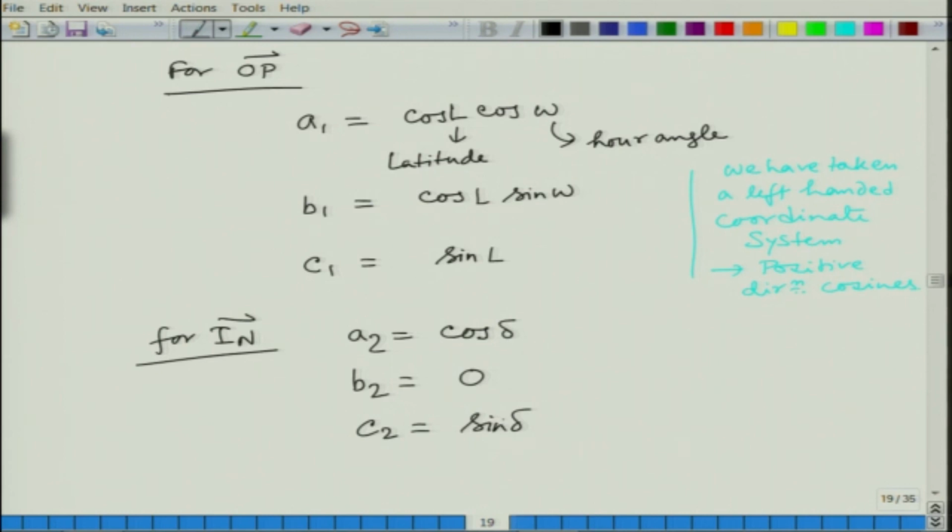So, this is much simpler, as it just depends on a single angle, the declination angle only.